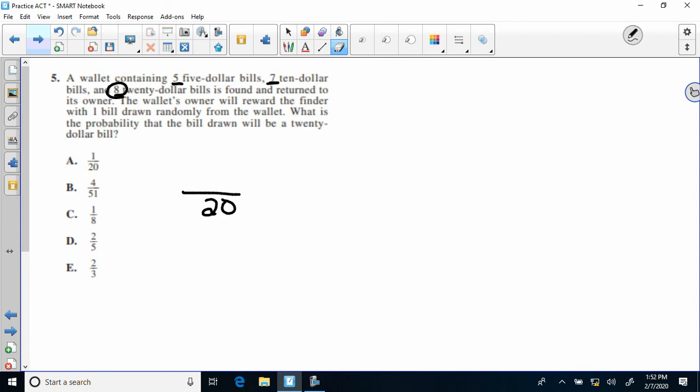That's if I added those numbers right there, 8, 5, and 7. You should get 20 bills, and it says, what is the probability that the bill drawn will be a $20 bill? There were 8 $20 bills in the wallet, so it's 8 out of 20. But then you need to reduce it. 4 will go into both of those, and you will get 2 out of 5, because 4 will go into 8 twice, and 4 will go into 20 five times, or 2/5. And so my answer should have been D as in doggy.